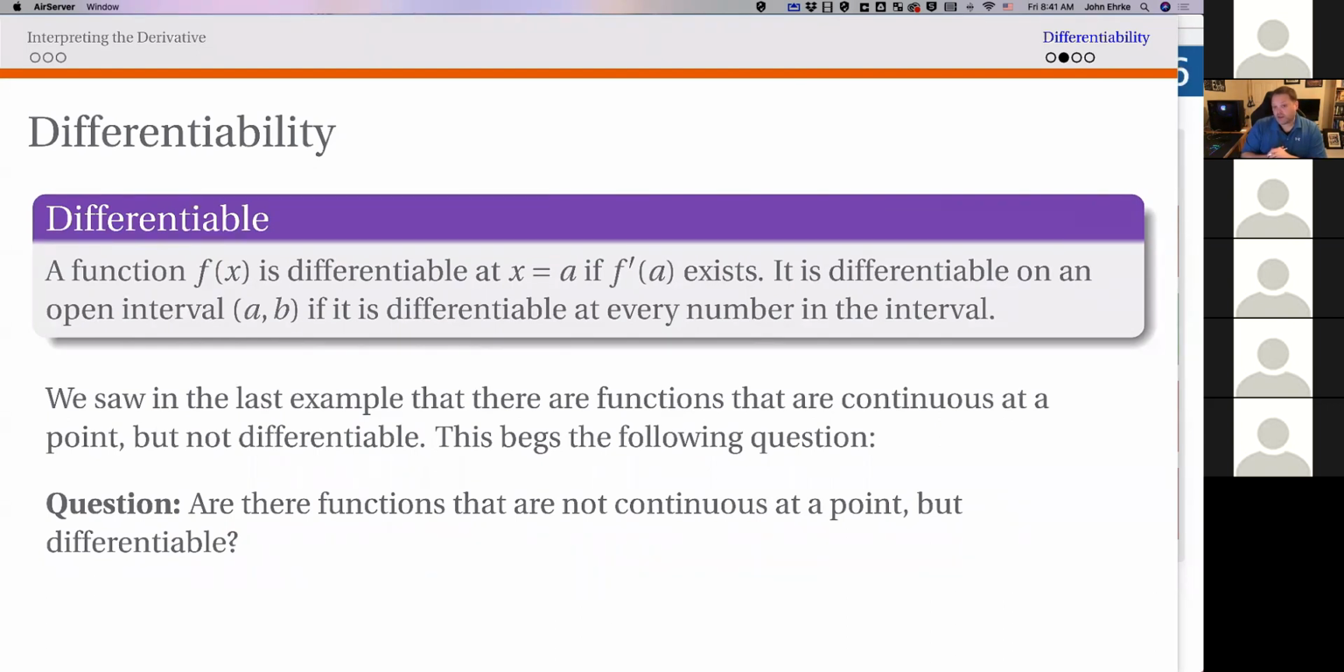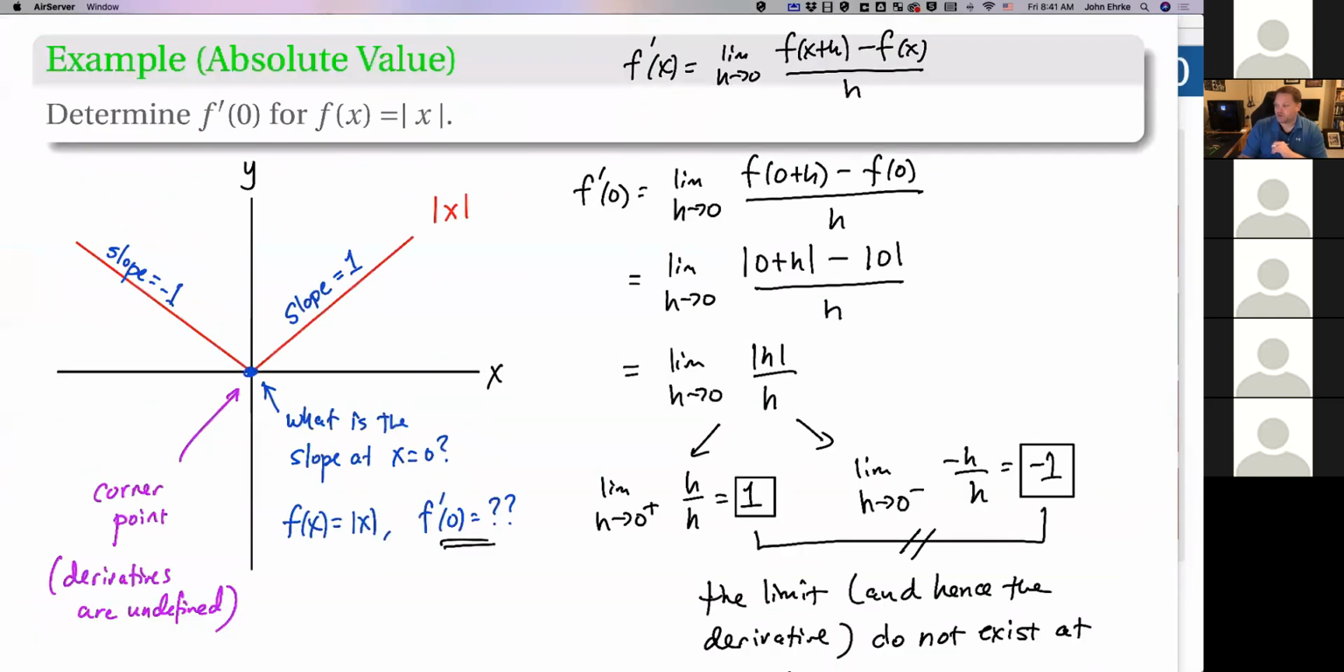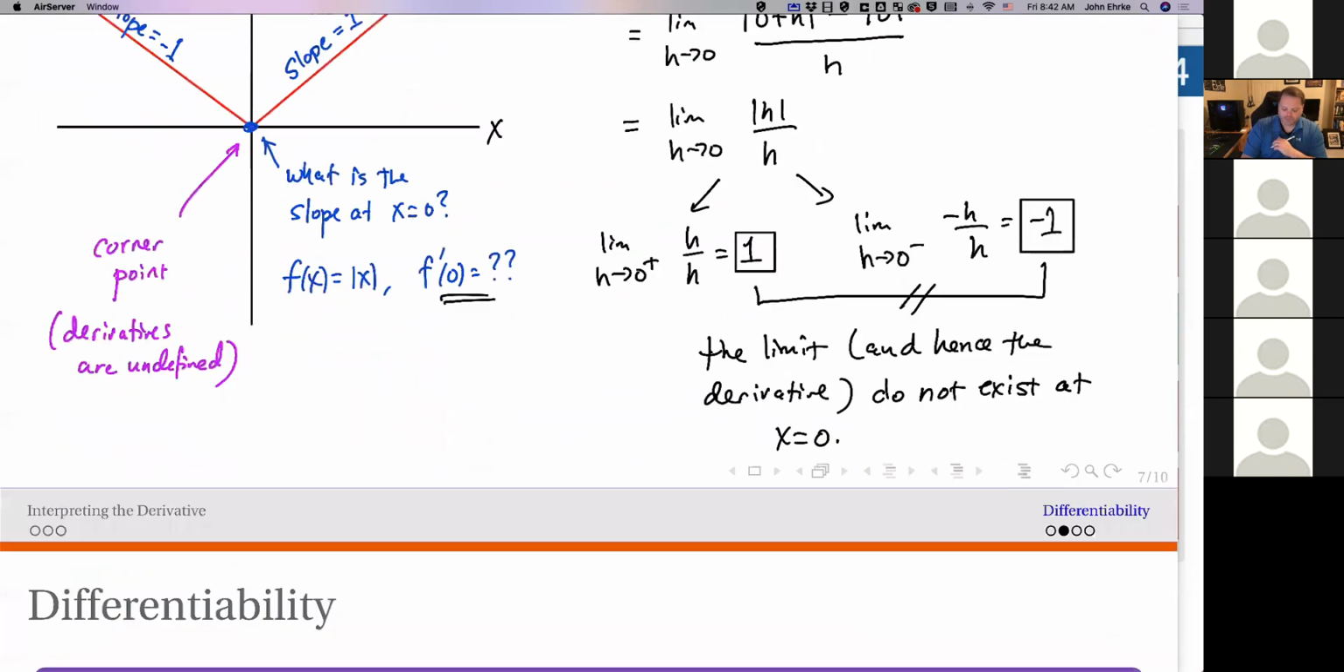The question that should immediately pop into your mind is that the previous example is continuous, right? This is a continuous graph. There are no holes in this graph. There's no place where I have to lift my pencil on this graph. But yet there was a point where I couldn't take the derivative. So is the reverse true? Are there some differentiable graphs where I can take the derivative, but those graphs are not continuous?